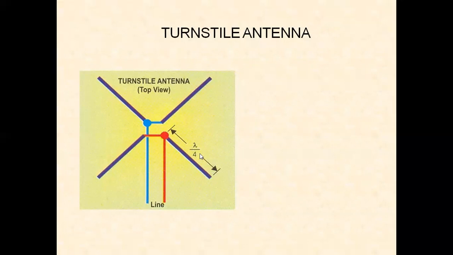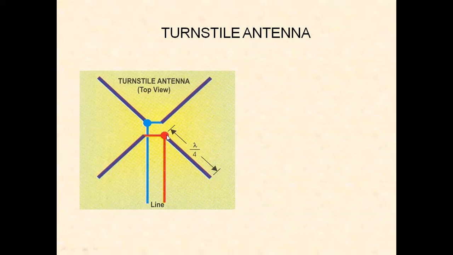Lambda in turn depends upon the frequency. Lambda equal to C by F. So depending upon the frequency, we are getting the value of lambda. Lambda equal to C by F, where C is 3 into 10 power 8 divided by the frequency of operation. Based on that, we are getting the value of lambda.